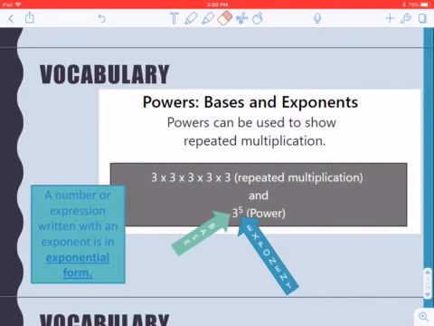Powers can be used to show repeated multiplication. So 3 times 3 times 3 times 3 times 3 is repeated multiplication. It can also be written as 3 to the 5th power, where 3 is the base and 5 is the exponent. A number or expression written with an exponent is an exponential form.